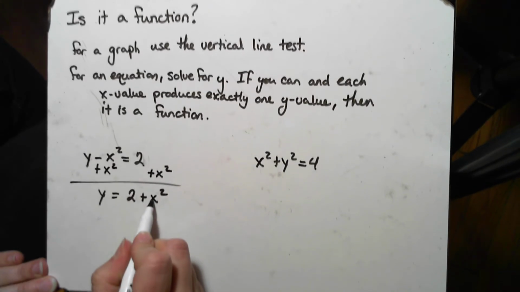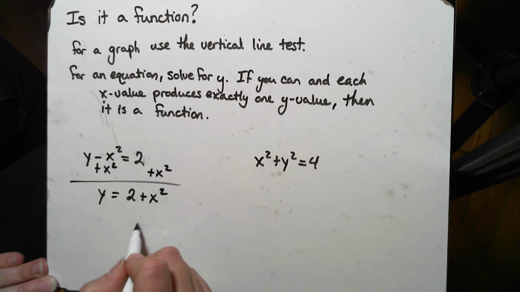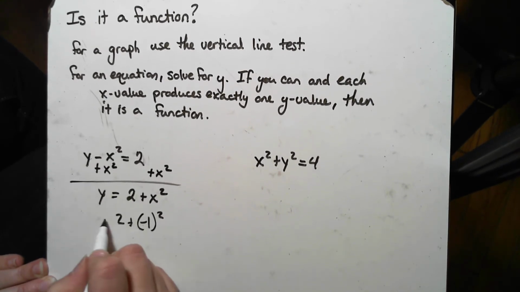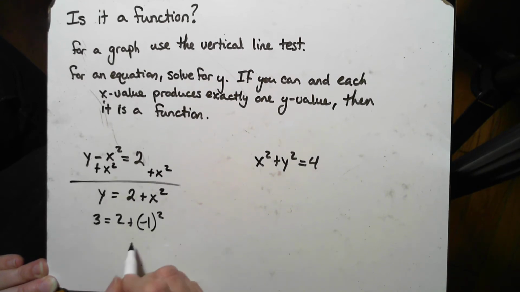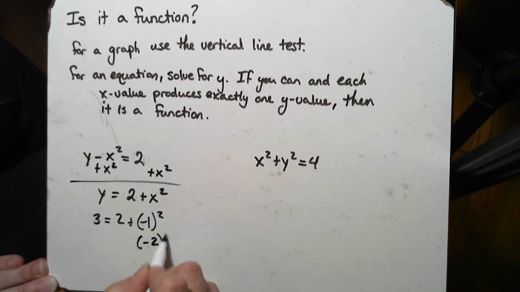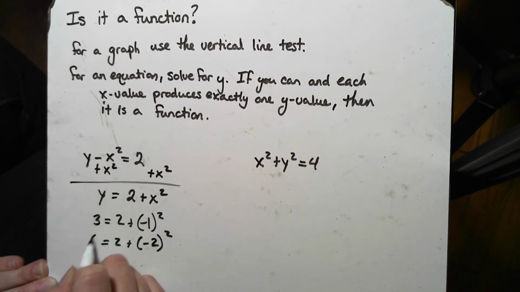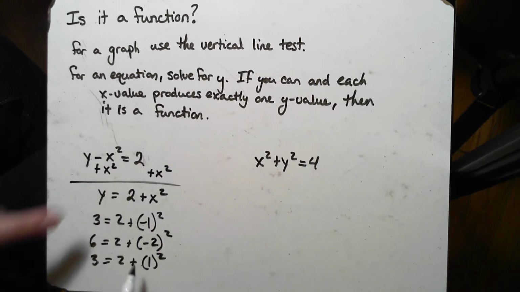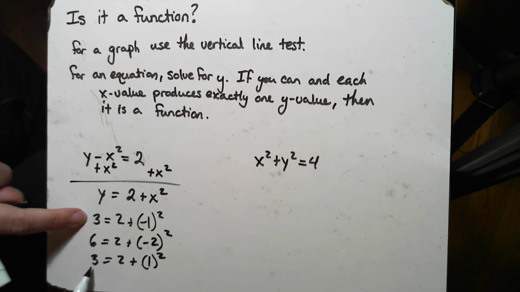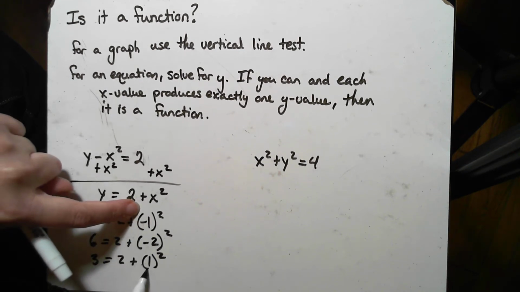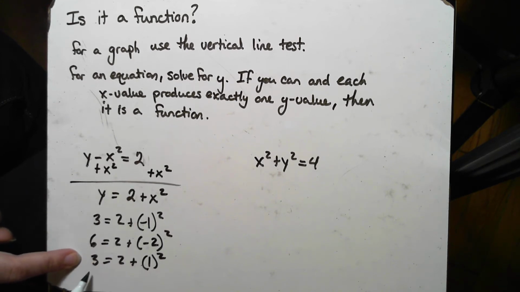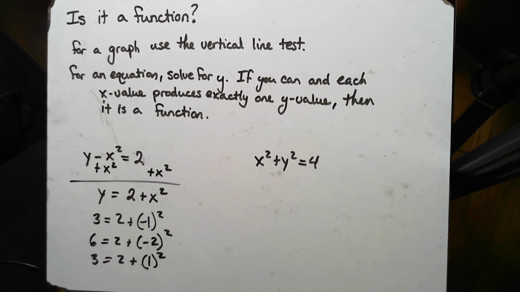Now, no matter what x value I put in here, like if I put in -1, I'm only going to get one specific y value, 3. If I put in -2, I'm going to get 6. If I put in +1, I will still get 3, but that's okay because these were different x values. The y values are allowed to repeat. The x values need to be unique and have only one result over here. Okay, so this is a function.